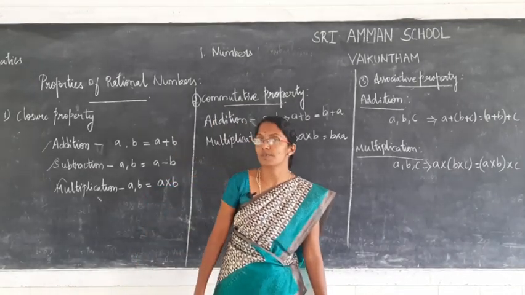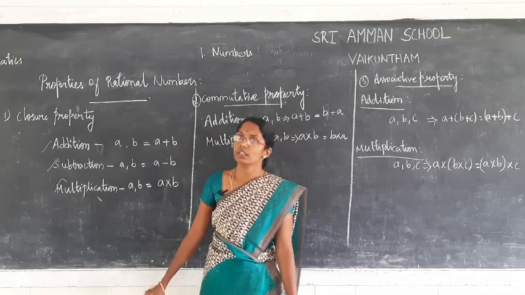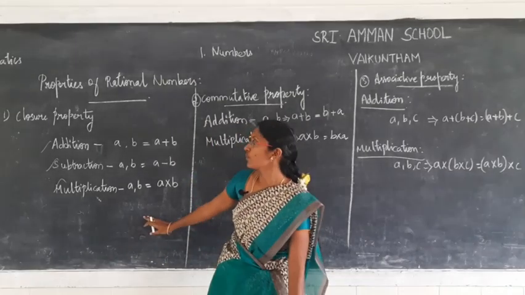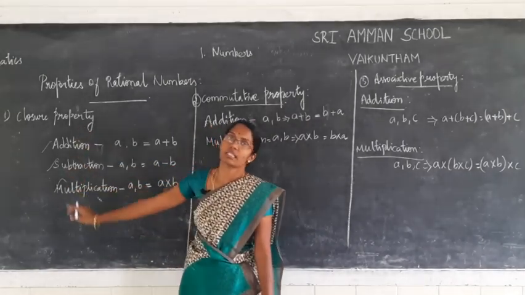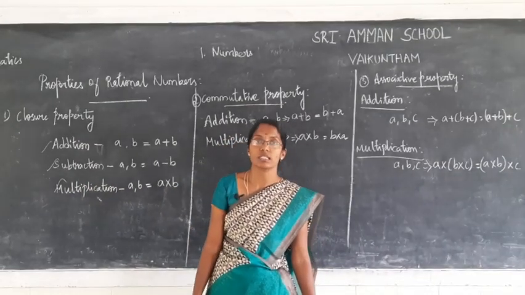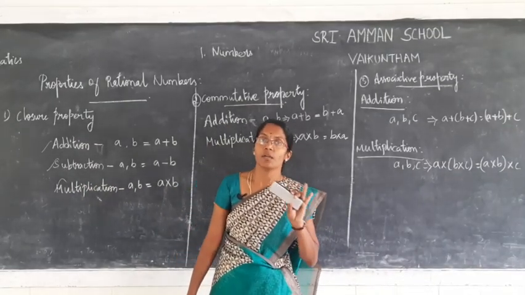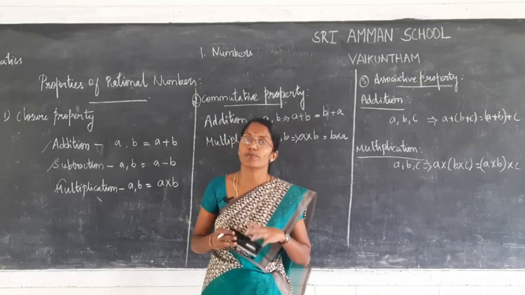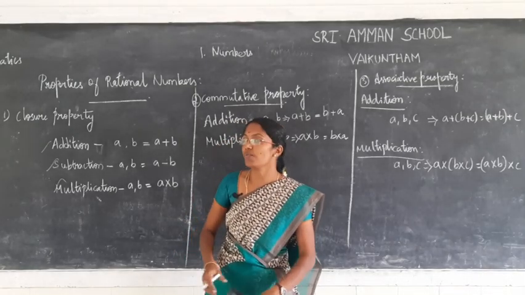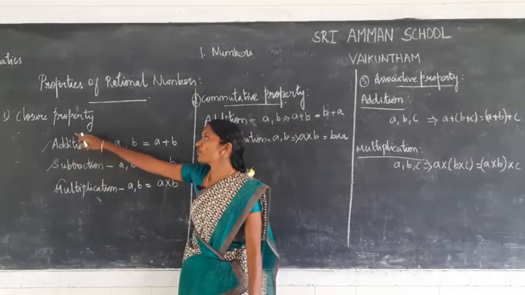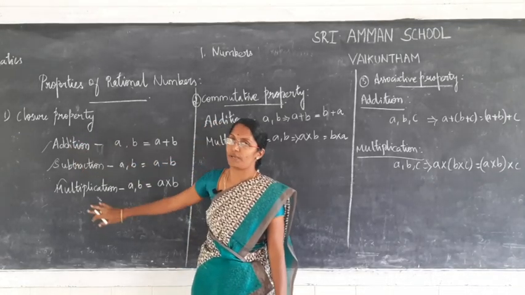Totally there are 6 properties. We are going to study these properties now. Each property satisfies some basic operations. What are the basic operations? Addition, subtraction, multiplication and division. These are the 4 basic operations. Now we are going to study which property satisfies which operations.